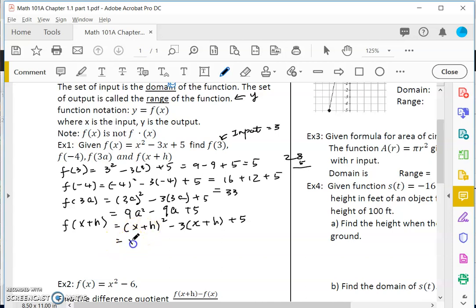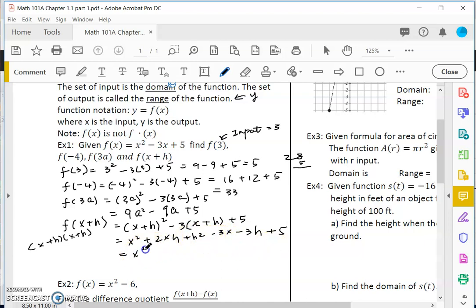x plus h squared is x squared plus 2xh plus h squared. Why? Because x plus h squared is x plus h times x plus h. So it's not just x squared plus h squared, but it involves 2xh. And then minus 3x, and then plus 5. Is there any like term that I can combine? I have an xh term, and I have an x squared term, but there is no plain x term. So these are all unlike terms.